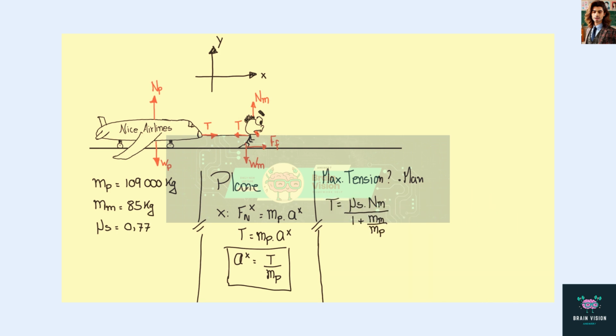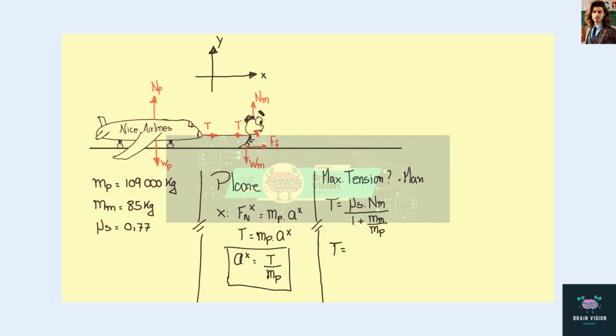Let me organize the board to continue solving this question. Now the only thing that is left for us to discover is the magnitude of the normal force that acts on the man. But this is very easy to do, because you see that the normal force acts on the vertical axis, and the normal force that acts on the man is being counterbalanced by the weight force that acts on the man. So as the man isn't going to fly away nor going to fall below the floor, the only conclusion that is possible is that the normal force has the same magnitude as the weight force.